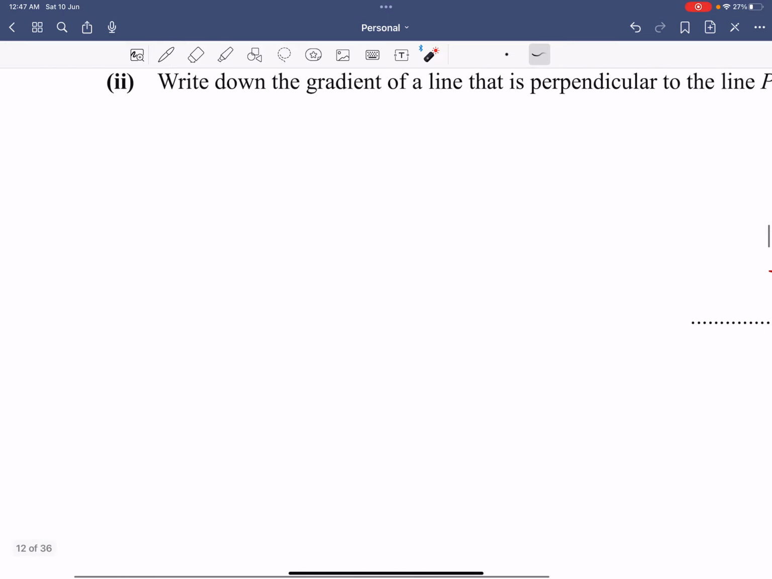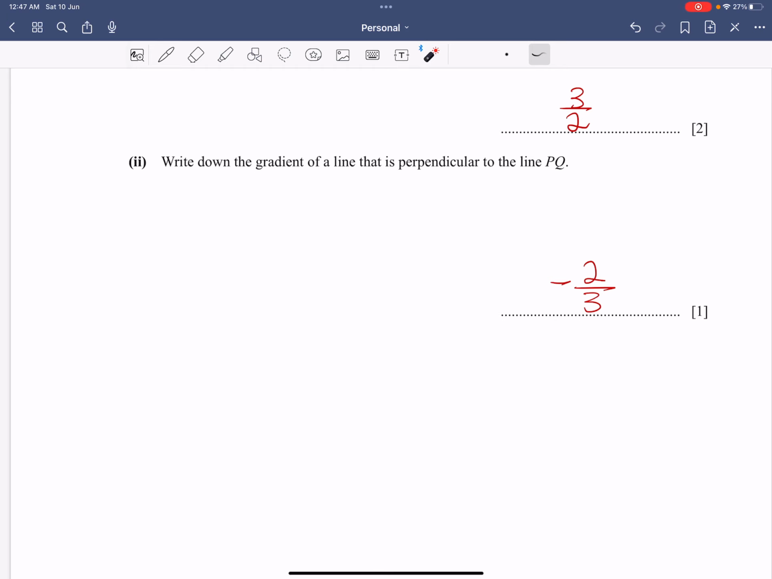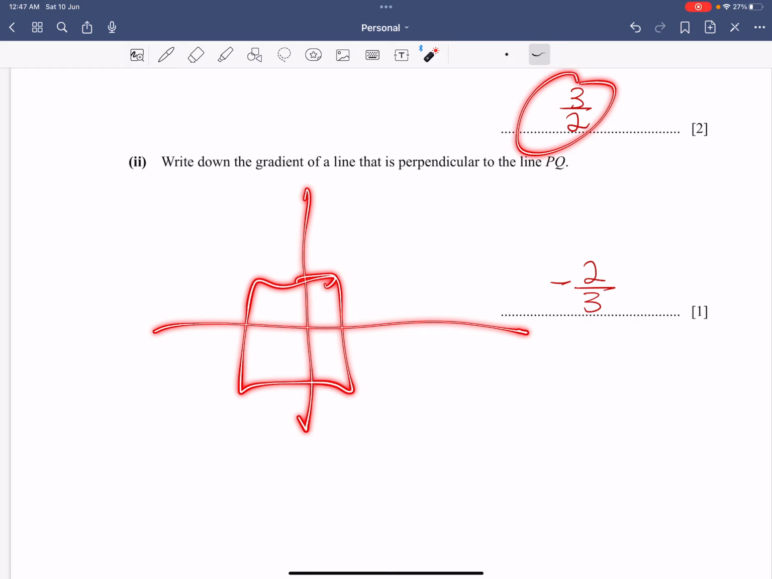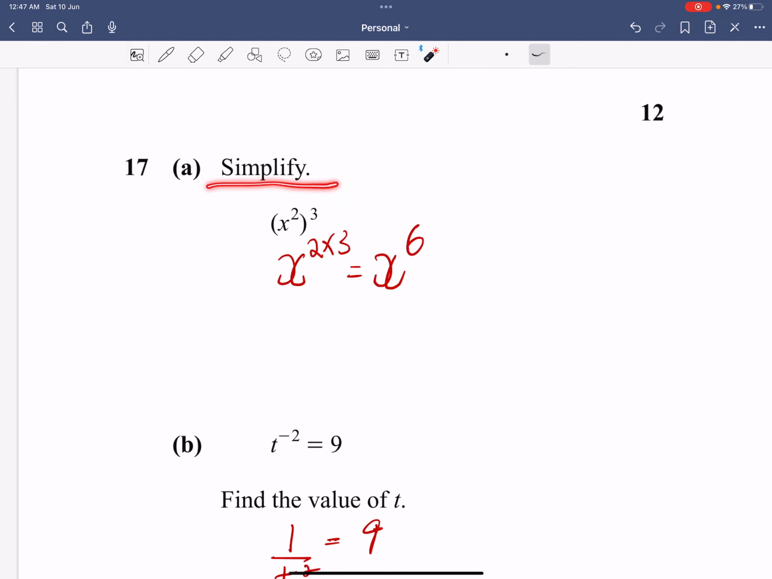And remember, when the lines are parallel, the gradients are the same. So the gradients m1 and m2 will be the same. But when the lines are perpendicular, the gradients will be negative reciprocals of each other. Now let's move on to the next question. Fairly easy. Question number 17.